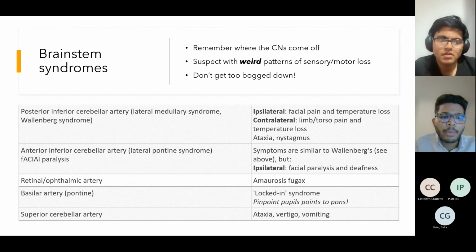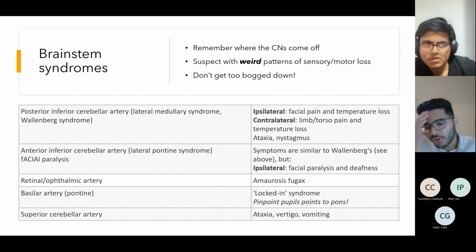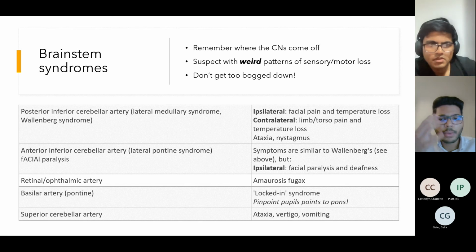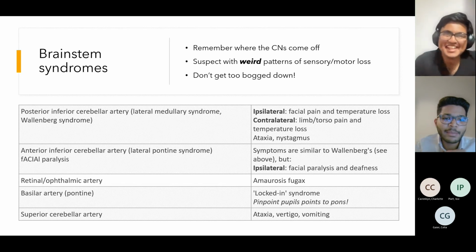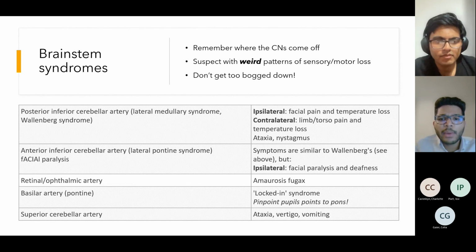The main one you need to know about is the top one, Wallenberg syndrome. So posterior inferior cerebellar artery. This is where you get an ipsilateral loss of facial pain and temperature sensation, because it's not the spinothalamic tract, it's the face equivalent of the spinothalamic tract. I think it's the spinal nucleus of the trigeminal, something like that. And on the other side, you get limb and torso pain and temperature loss, and you also get global symptoms of ataxia and nystagmus.